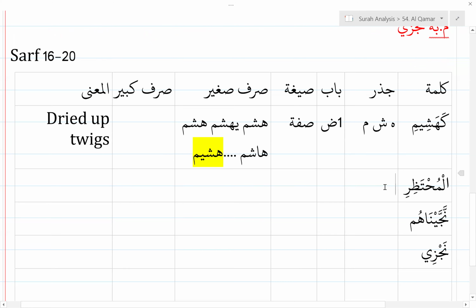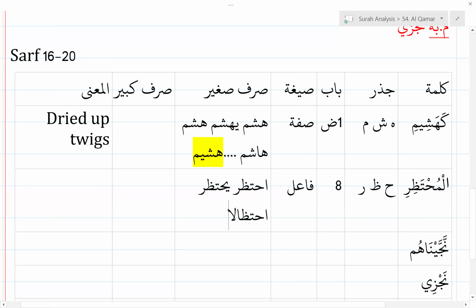Okay. Then we have muhtadir. حاضر, حضارة. اهتزر يهتزر. Family 8. Yes, this is family 8. And this is the اسم فاعل, مهتزر. So, اهتزر, يهتزر, اهتزارا, فهو مهتزر. Yes. احتضار.